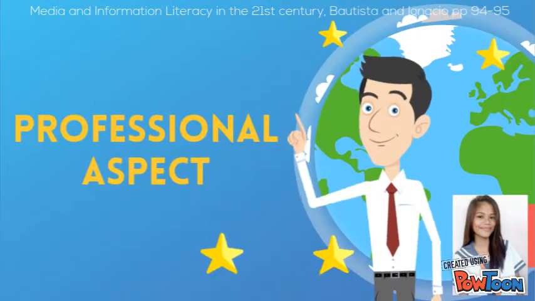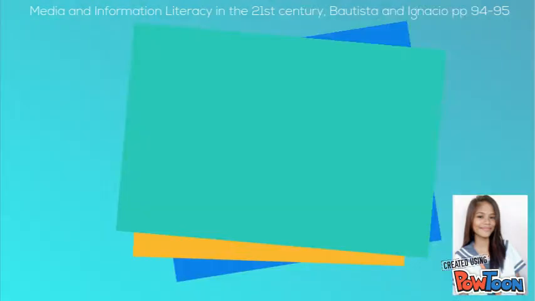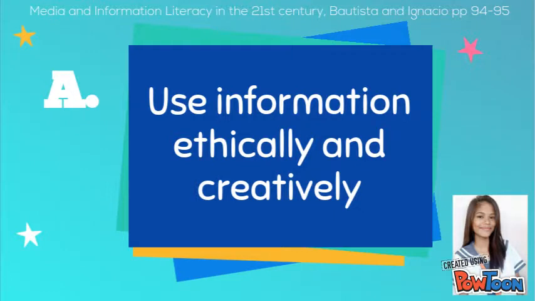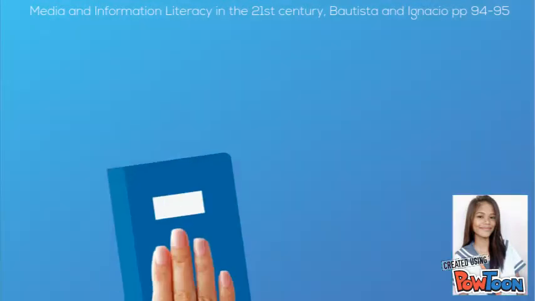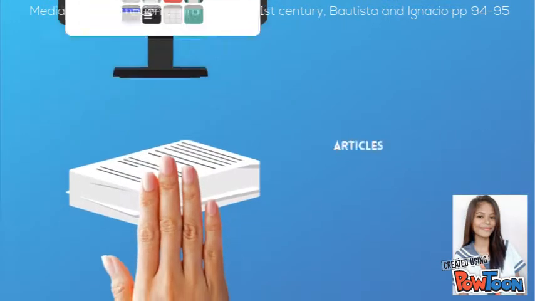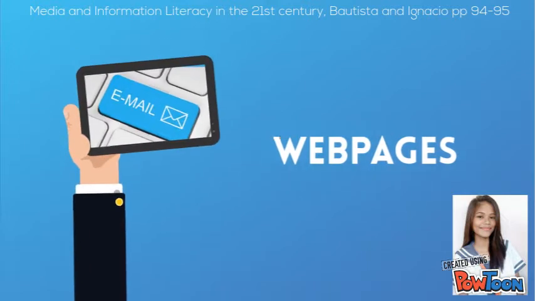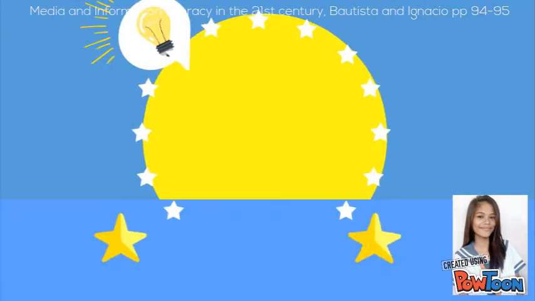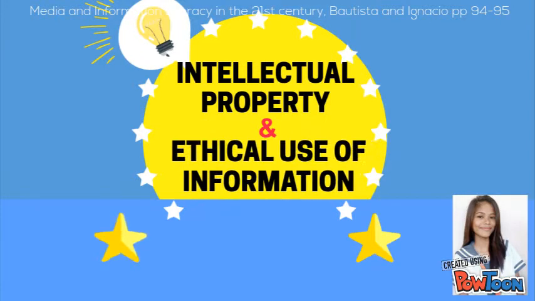In professional aspect, a media and information literate individual is able to: A, use information ethically and creatively. In a research project, you will use information and ideas from your research sources to support the statements you make. Whether those sources are books, articles, government documents, web pages, email, images, or any other types of sources, you must use them fairly and credit them appropriately. In other words, you will need a basic understanding of the ethics of information use. To gain that understanding, you must know intellectual property and ethical use of information.